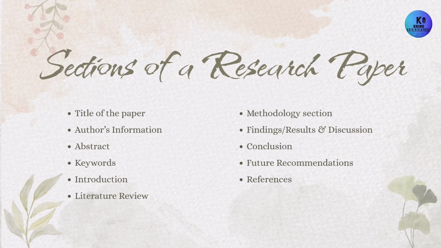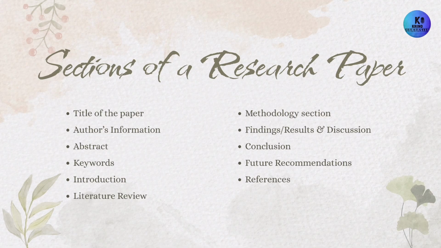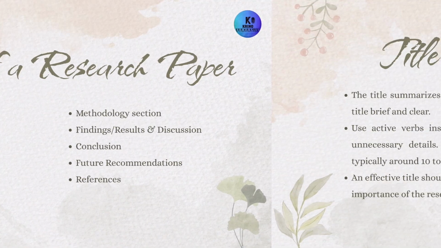Here is a quick overview of all the sections of a research paper. Title of the paper, author's information, abstract, keywords, introduction, literature review, methodology section, findings or results and discussion, conclusion, future recommendation, references. Let's study each section in a more detailed manner.